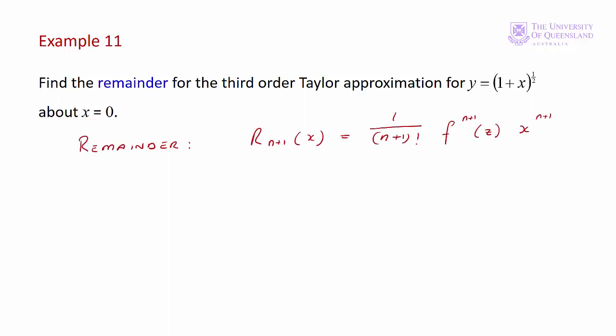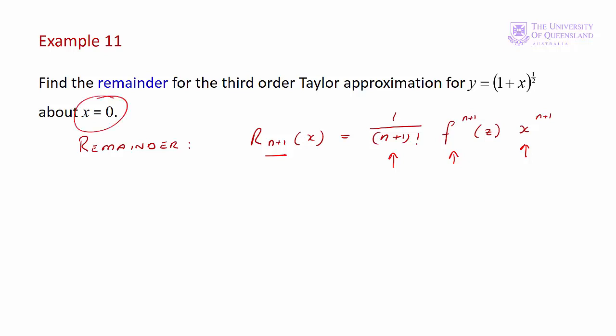Let's go through the terms here. For an nth order approximation, the remainder is n plus 1, so that gives us this coefficient here. It'll be the n plus 1 derivative of the function that we're looking for. And again, we have x to the power n plus 1. This formula gives us the remainder for the approximation for x about 0, in other words, a Maclaurin series.